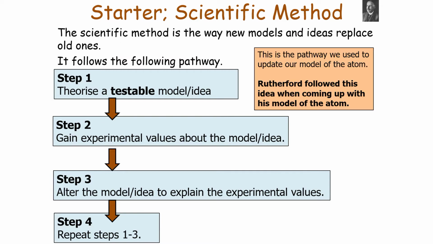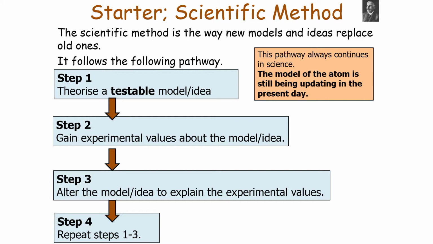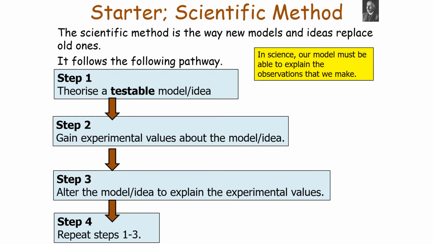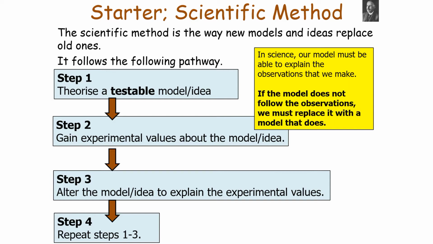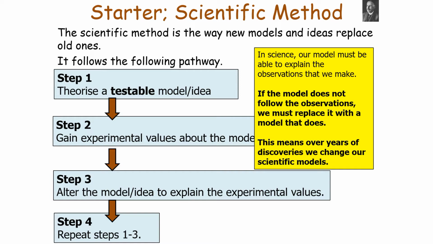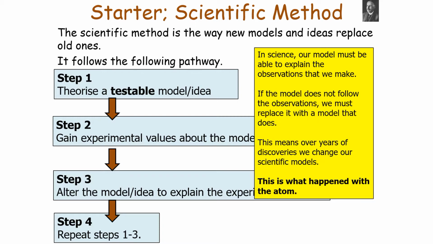This is the pathway we use to update the model of the atom, and Rutherford followed this pathway when he came up with his model of the atom. The model of the atom is still being updated in the present day. In science, our model must be able to explain the observations that we make. If a model does not follow the observations made in an experiment, we must replace it with a model that does. This means over years of discoveries, we change our scientific models to adapt to the experimental results that we achieve. And this is what happened with the atom.